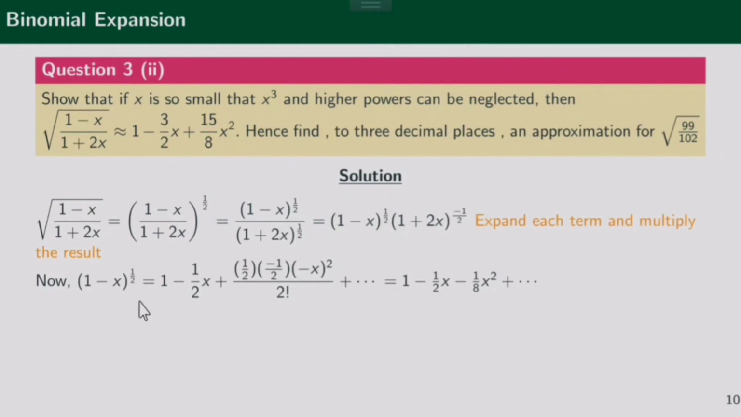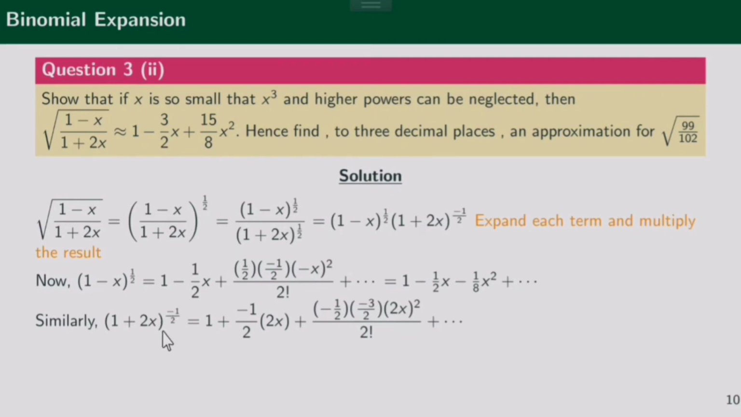Moving on to the second expansion, which is 1 plus 2x raised to the power negative a half. I do the same thing, but replacing x with 2x and n with negative a half. So I'll be having 1, then n times x, that is negative a half times 2x, then negative a half times n minus 1, that is negative half minus 1, gives me negative 3 over 2, times x squared, where x is 2x, so 2x all squared, divided by 2 factorial.